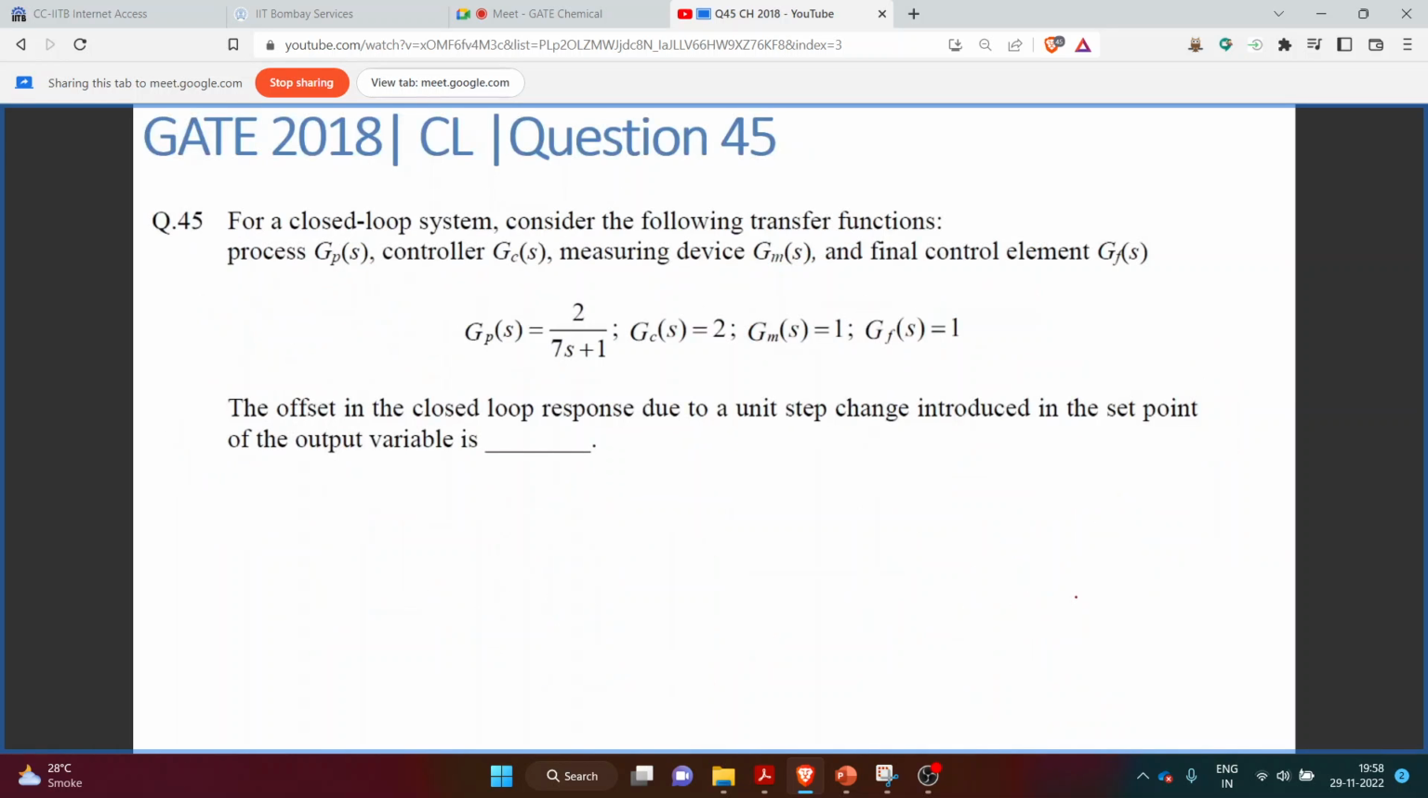So the final answer, we can write: the offset in the closed loop response due to unit step change introduced in the set point of the output variable will be 0.2.